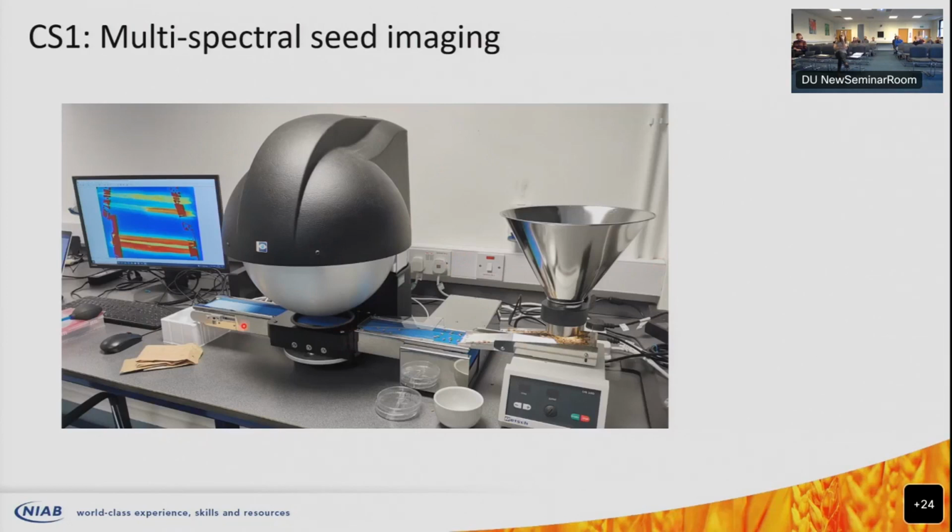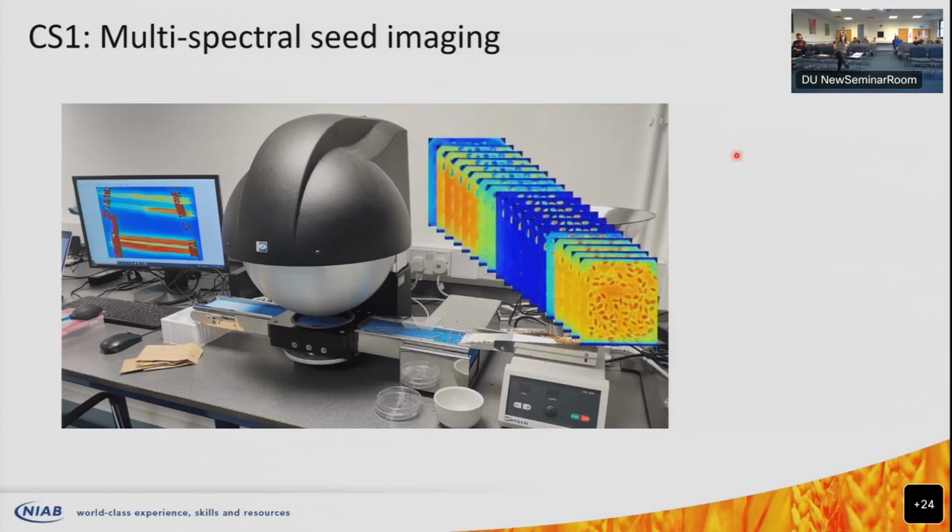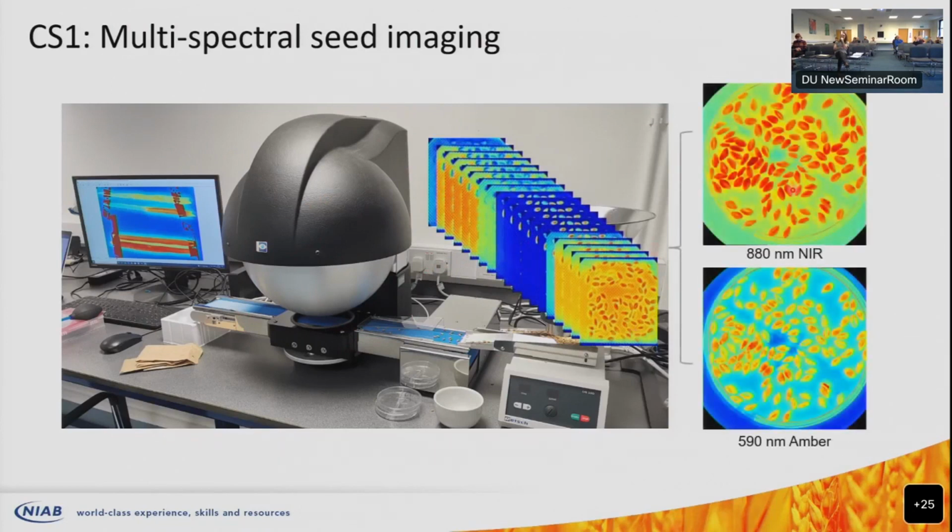When we're using this device, we can generate 22 channels of bandwidth, and some bandwidths you can see right here. The bandwidth is basically from 375 nanometers to 975 nanometers, and some bandwidths are highly correlated with seed vigor. Some bandwidths are highly correlated with the chlorophyll in the seeds. And I think for people who are working on seeds, they will understand that the chlorophyll in the seeds actually interferes with the longevity of the seeds.